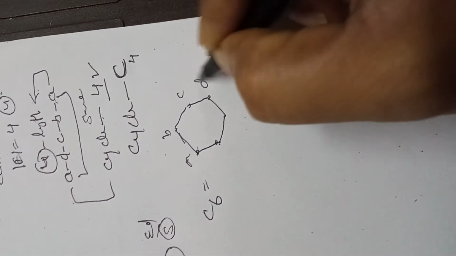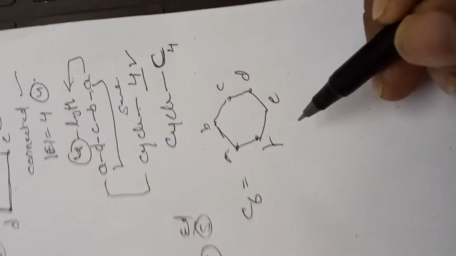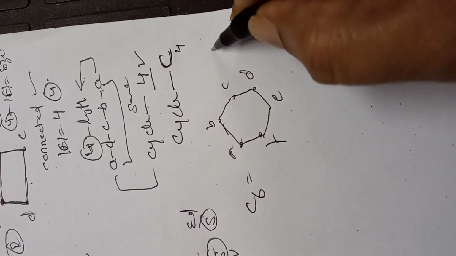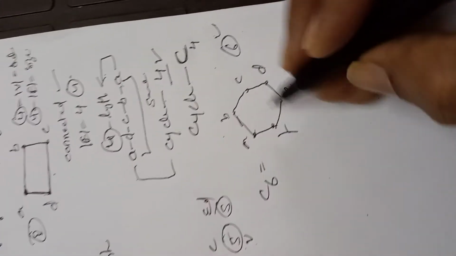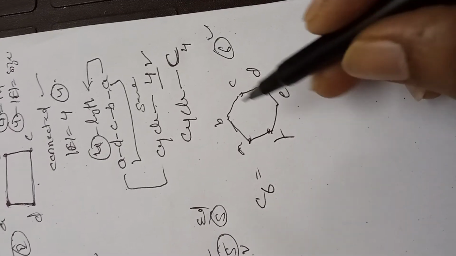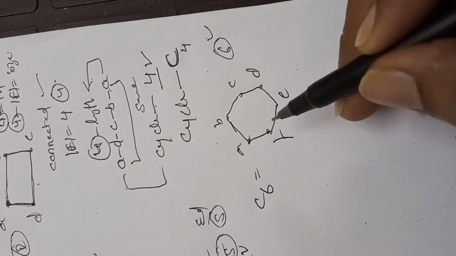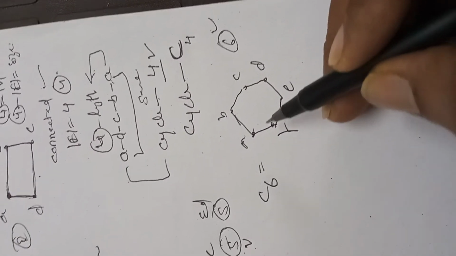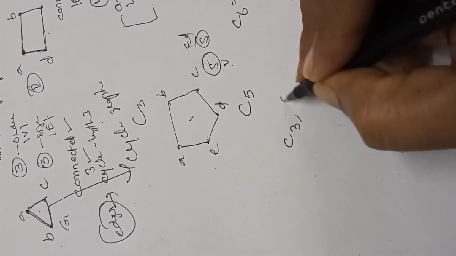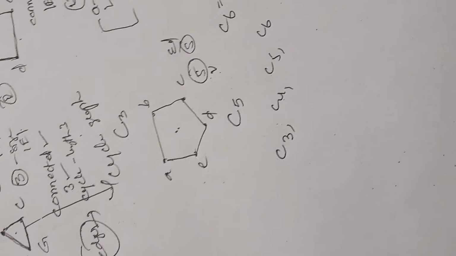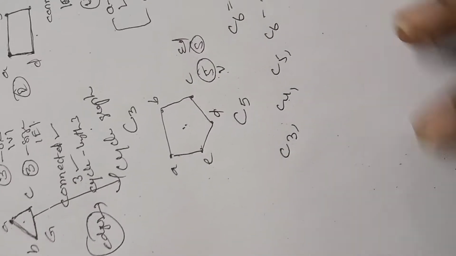A, B, C, D, E, F. How many edges are there here? There are 6 edges. How many vertices are there? 6 vertices are there. This is a connected graph, right? Now we can find a cycle of length 6. This is a cycle graph of order 6. It is denoted by C6. Now, what are examples of cycle graphs? C3, C4, C5, C6 and so on, right? All these are cycle graphs.